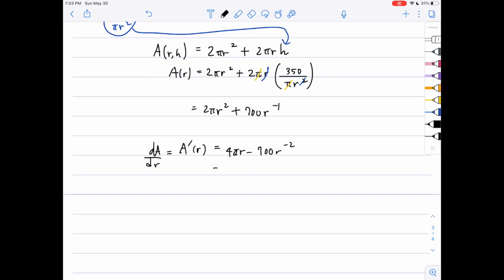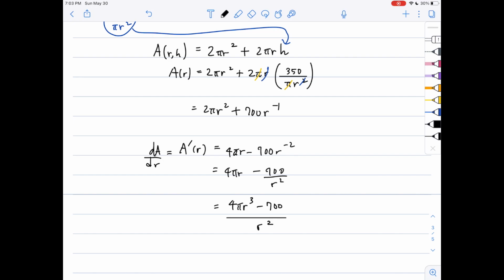I'm going to write the derivative in a way that maybe looks a little bit nicer. If we write it with positive exponents, and then combine the two fractions into a single fraction, we get 4 pi r cubed minus 700 divided by r squared. Okay, and so now we have our derivative.